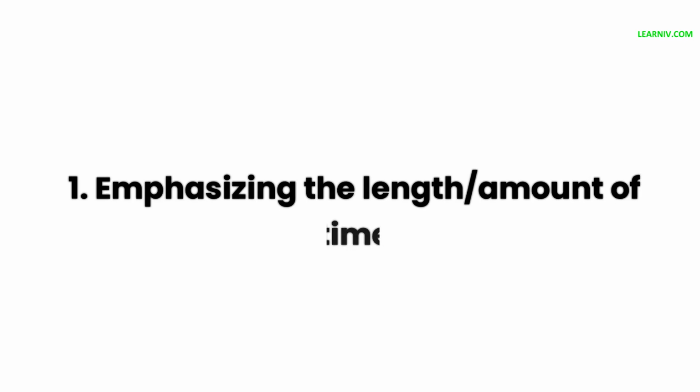The present perfect continuous is used to emphasize the amount or length of time that has passed since the action started in the past. Here's an example. She has been working for hours. This sentence emphasizes that she has spent hours at work, which means she has been at work for a really long time. She may still be working.